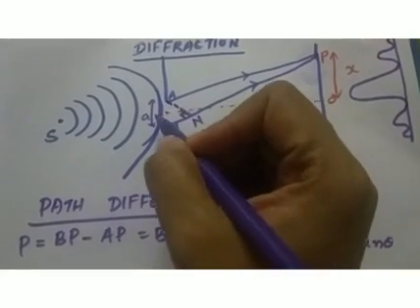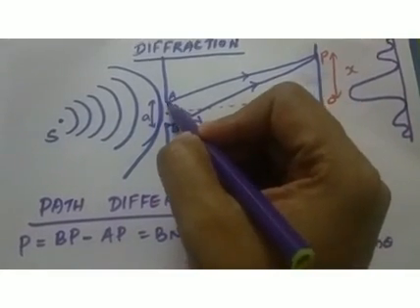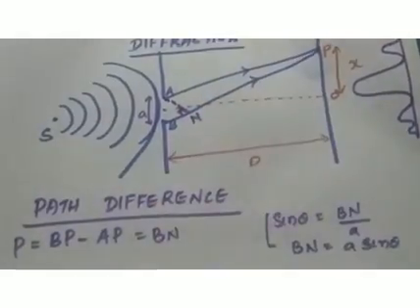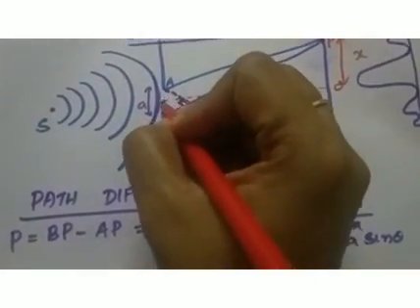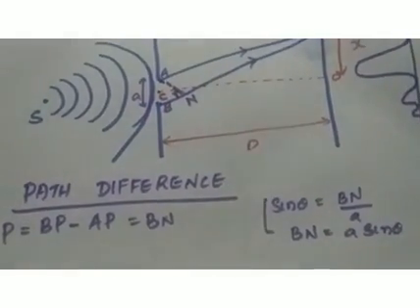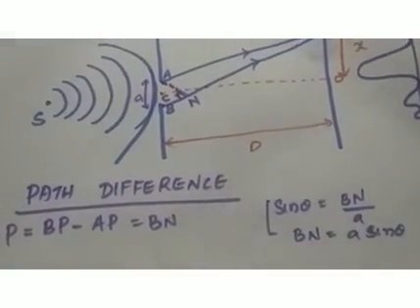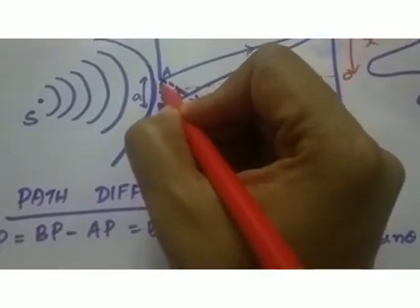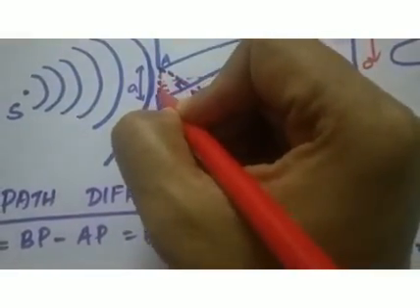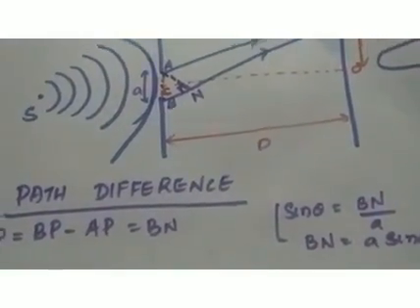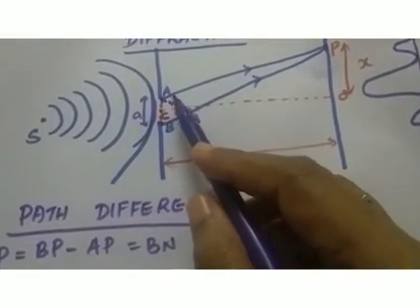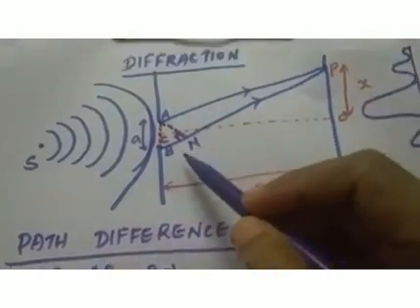The width of the slit is small a, that means the distance between the points A and B is small a, and we can consider the center point of this slit. This is the center point of the slit, denoted by capital C, and we can draw a dotted line through it. So C is the center of the slit. Now from the point A and from the point B, the waves will travel.